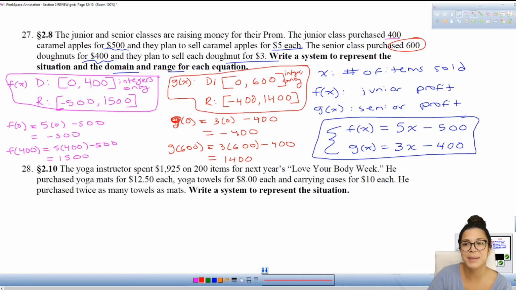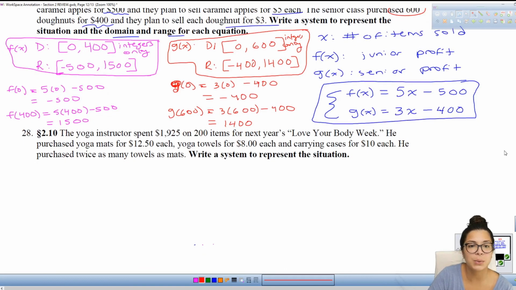All right, so that's number 27. Let's move on to number 28. Okay, so the yoga instructor spent $1,925 on 200 items for the year's Love Your Body Week. He purchased yoga mats for $12.50, yoga towels for $8, and carrying cases for $10. He purchased twice as many towels and mats.